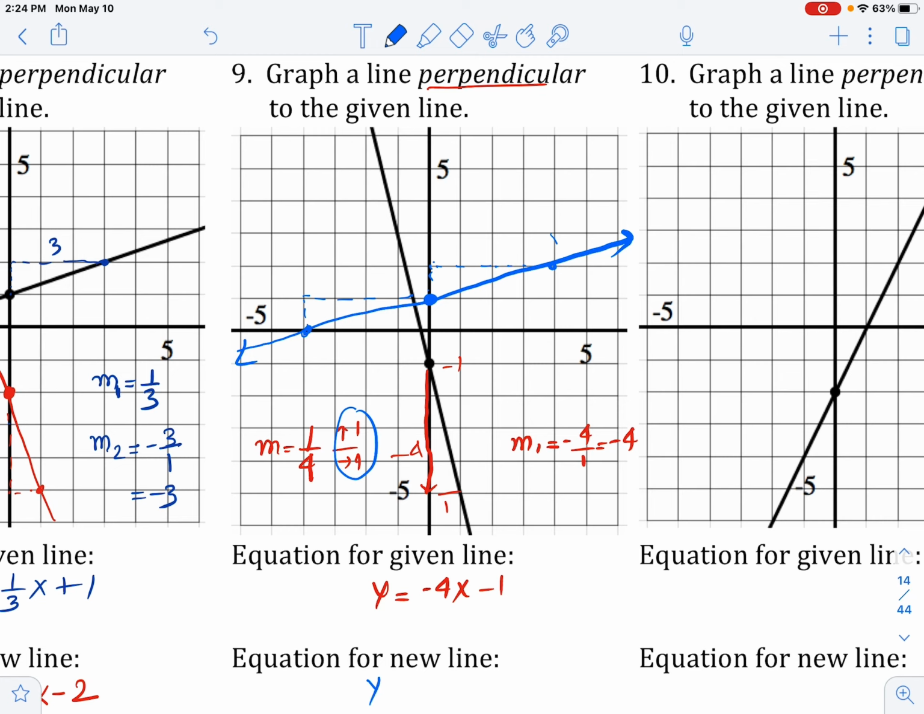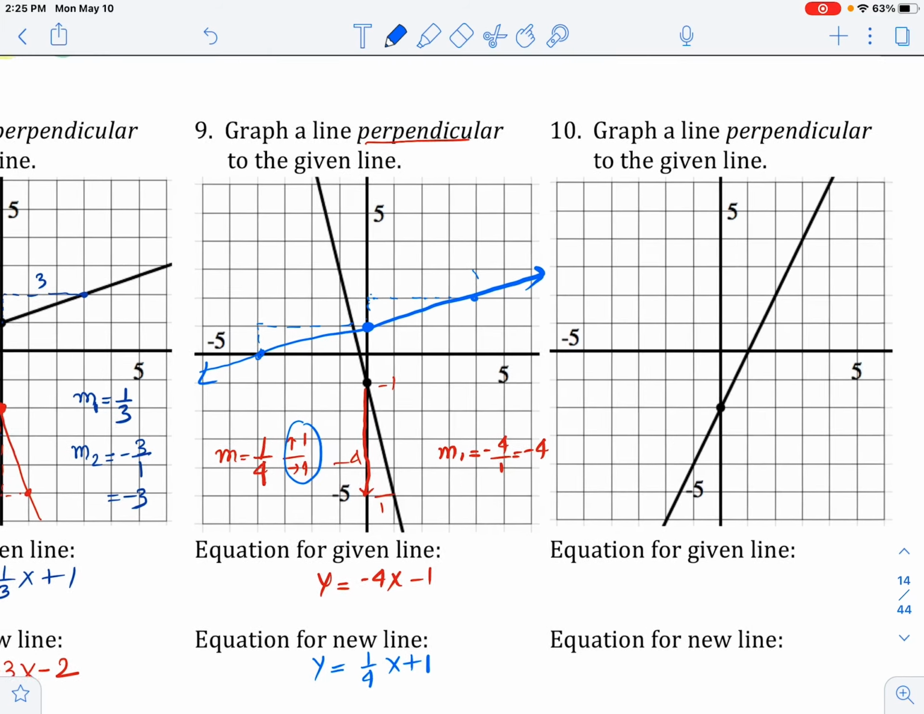So I could write the equation of this. That's going to be y equal to, I know the y-intercept is 1 and the slope is negative 1 over 4, so y equals negative 1 over 4x plus 1. So that's the answer for this.